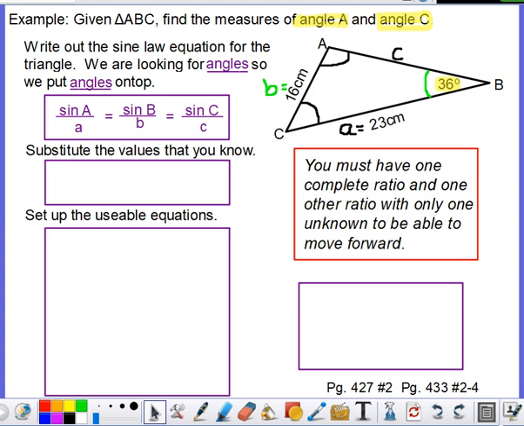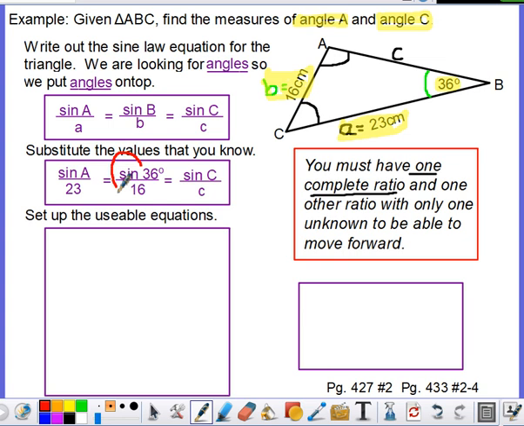Now what we're going to do here is substitute the values that we know. And see here, it's pretty important that you know that this is side a and this is side b. So what we're going to do is fill in the values here. We have sine of A over 23 equals sine of 36 over 16, which equals sine of C over c. Now, remember, we need the one completed ratio to be able to solve, and that's the one that's right here.